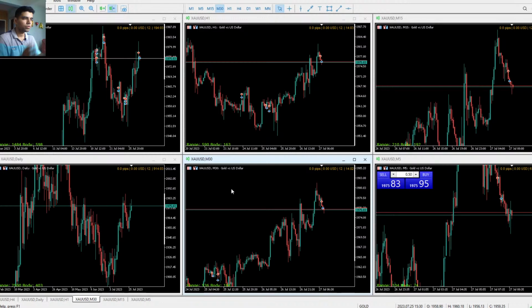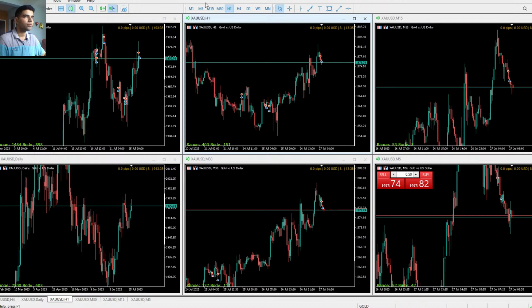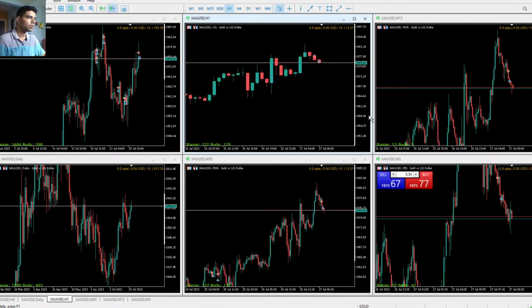Okay guys, just like I took my first trade here. Let me zoom it. It's a nice example. Let me zoom it more. I'll show you guys how I take my trade.